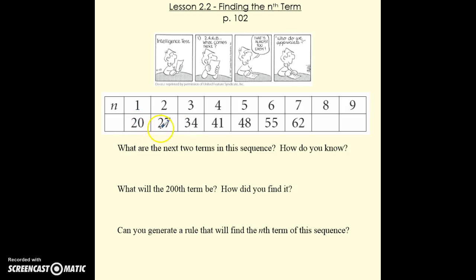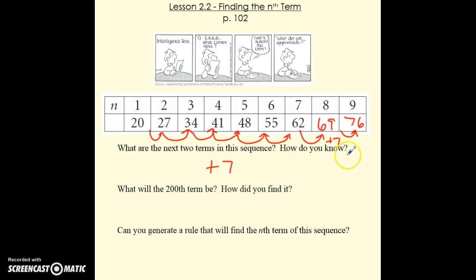So first I want to look at how my terms are increasing in this case. From 20 to 27, 27 to 34. I want to look for, are they adding something every time? Are we multiplying by something every time? And in this case, it's adding 7 every time. So if I take 62 plus 7 more, I get 69, and then I add 7 again, and I get 76. So the next two terms in the sequence would be 69 and 76, and we're adding 7 each time.